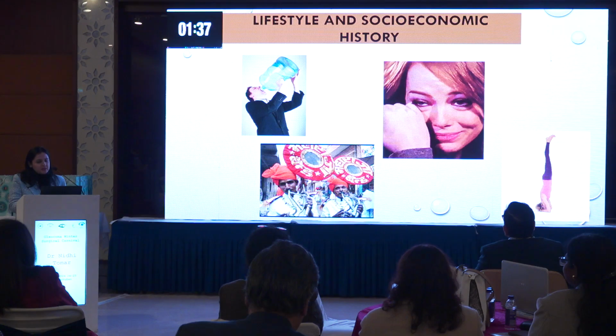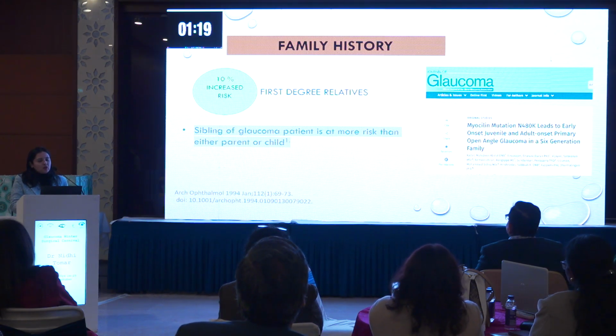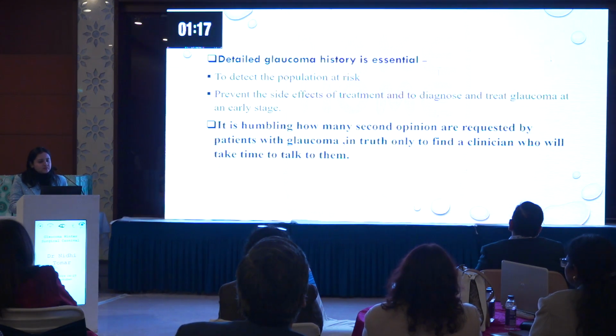of our best treatments. Then family history is very important. Usually first degree relatives have a 10% increased risk. And the siblings of patients are more at risk than their parent or child. It is one of the studies done at Irvine in which they saw that the myocilin mutation leads to early onset juvenile and adult onset primary open angle glaucoma in a 6th generation family.